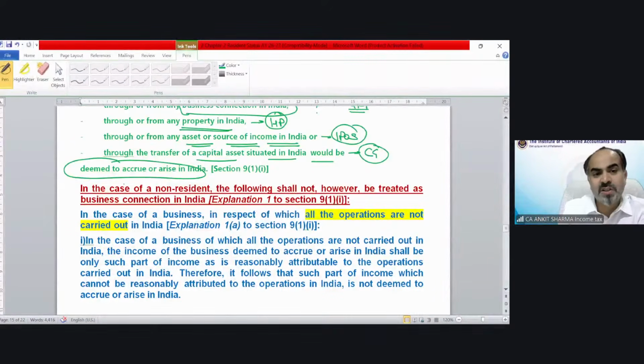You can see the first point we are going to discuss is the meaning of business connection. When we will consider that even if the income is not directly earned from India, that income is going to be deemed to arise in India.